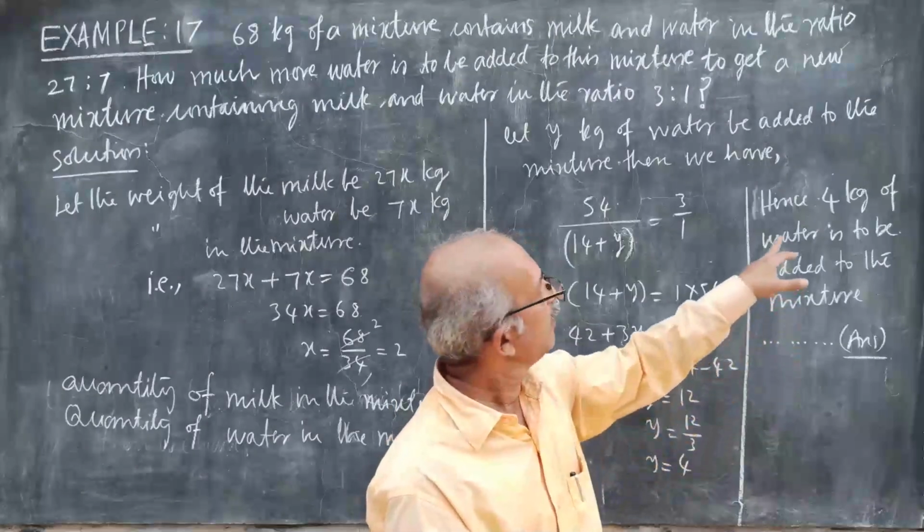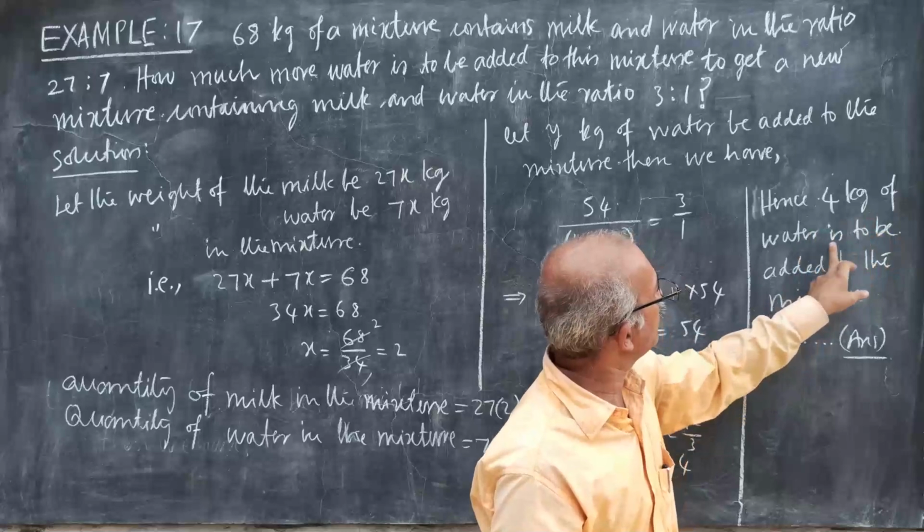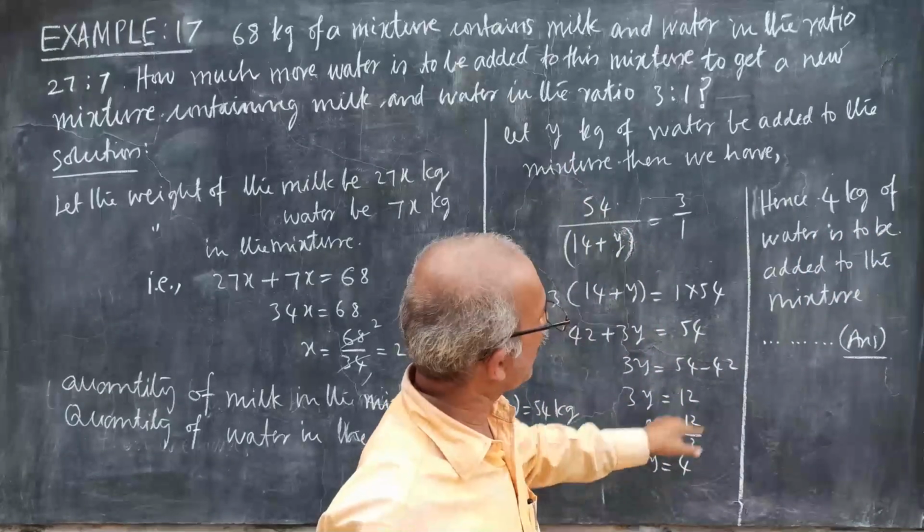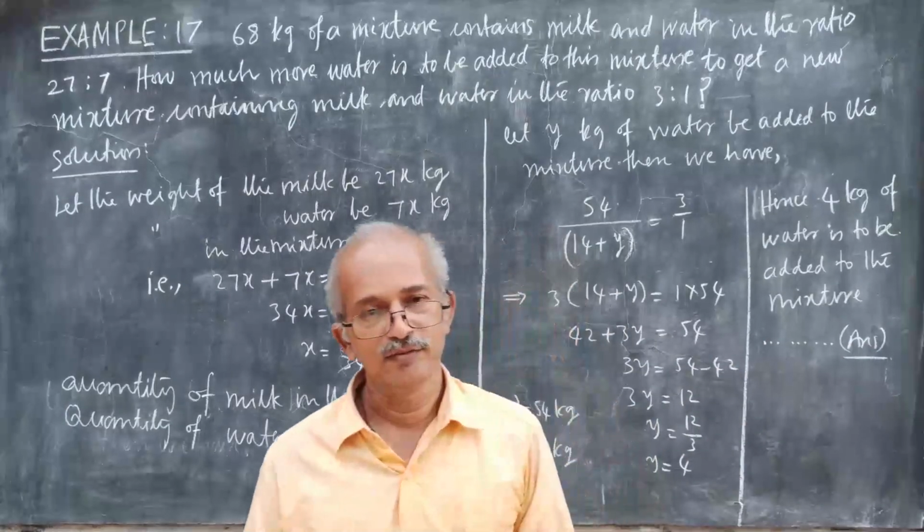Hence 4 kg of water is to be added to the mixture. This is the quantity to be added. This is your final answer.